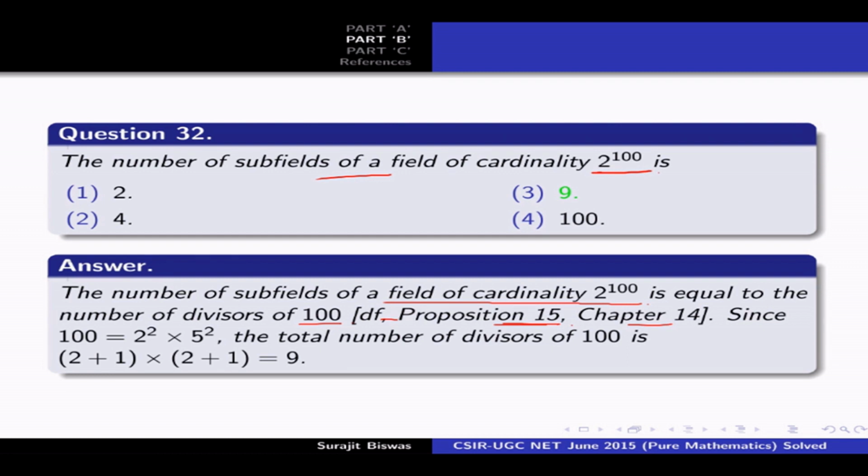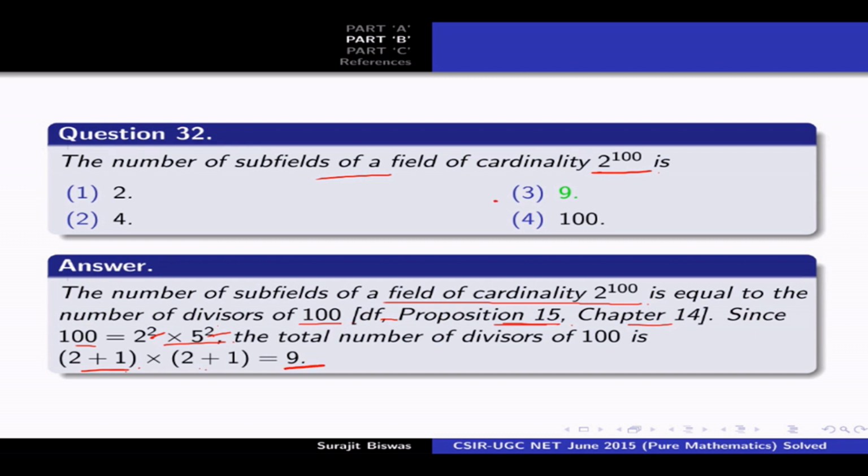Now we need to find the divisors of 100. 100 can be written as 2 squared times 5 squared. For each choice of 0, 1 and 2 we get a divisor power of 2, and for each choice of 0, 1 and 2 we get a divisor power of 5. So the total number of divisors: for 2 we have 0, 1, 2, that is 3 possibilities. Similarly for 5 we have 3 possibilities. So 3 times 3 is 9. So the correct option is the third one.